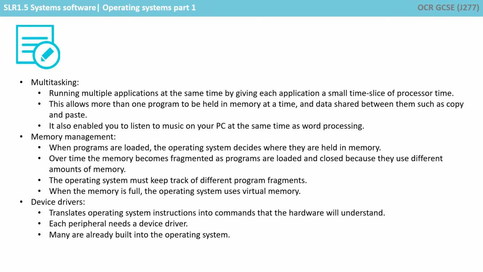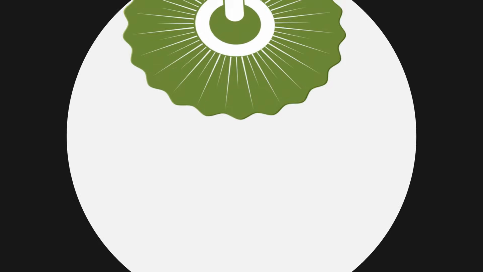Memory management. When programs are loaded, the operating system decides where they're held in memory. Over time, the memory becomes fragmented as programs are loaded and closed because they use different amounts of memory. The operating system must keep track of different program fragments, and when the memory is full, the operating system uses virtual memory. And device drivers. Translates operating system instructions into commands that the hardware will understand. Each peripheral needs its own device driver, and many are already built into the operating system.